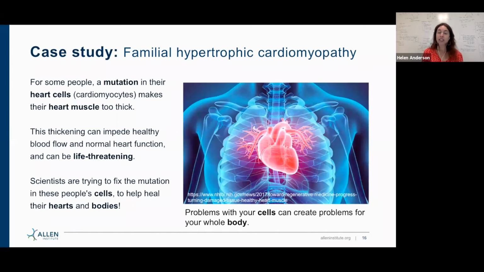Here's an example of a disease in a cell that can then create a greater disease in the entire human body. It's a mouthful, but familial hypertrophic cardiomyopathy is a kind of heart disease. For some people, a mutation in their heart cells, or cardiomyocytes, makes their heart muscle too thick, and this thickening can impede healthy blood flow and normal heart function and can be life-threatening. Scientists are trying to fix the mutation in these people's cells to help heal their hearts and their bodies. Problems with your cells can create problems for your whole body, as familial hypertrophic cardiomyopathy is a great example of.